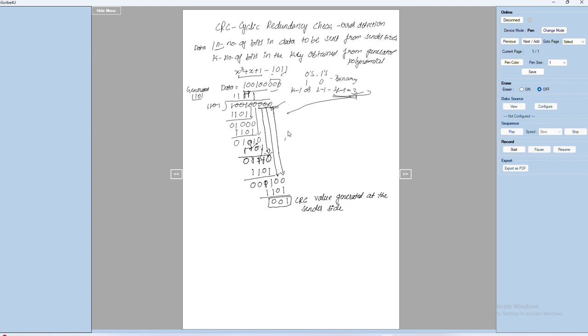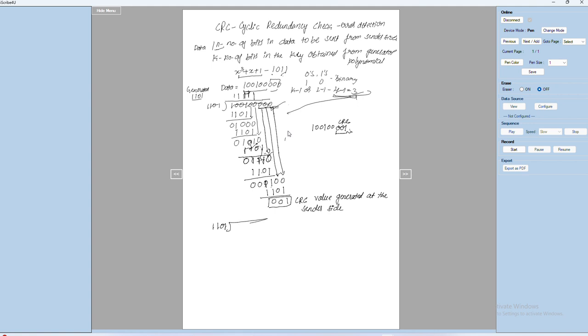One more important point here: this is the plain data we have, and that is given in the question. At the sender side we have appended 3 zeros to this given plain data. Now to calculate the CRC value at the receiver side, we have to append these CRC values, that is 001. So the job of a sender is to generate CRC value. Now let us calculate the value at the receiver side.